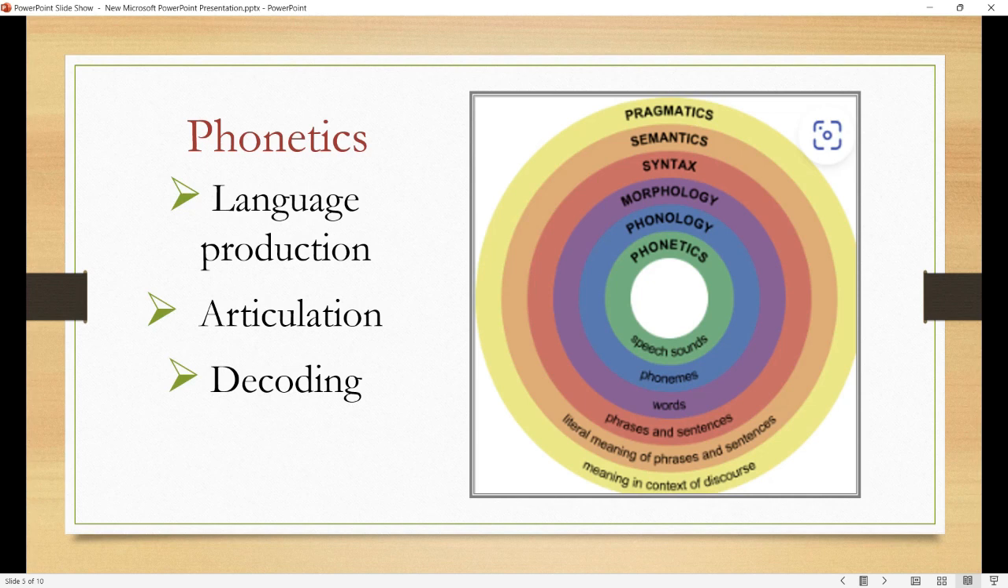Similarly, the direction and source of the airstream can affect the sound. The most common airstream mechanism is pulmonic, using the lungs, but the glottis and tongue can also be used to produce airstreams.